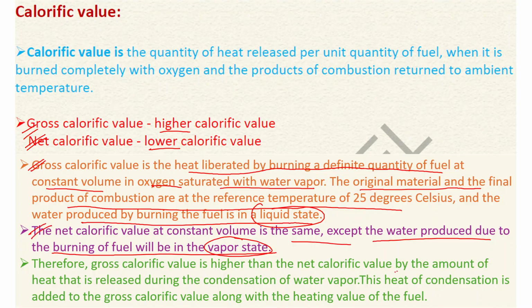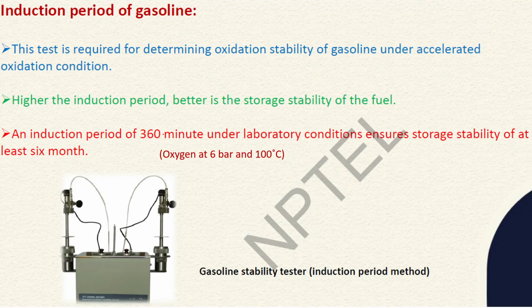Why so? Because the heat that is released during the condensation of water vapor is also added in the gross calorific value, whereas it is not present in the net calorific value. Therefore, this gross calorific value is called the higher calorific value and this is called the lower calorific value.